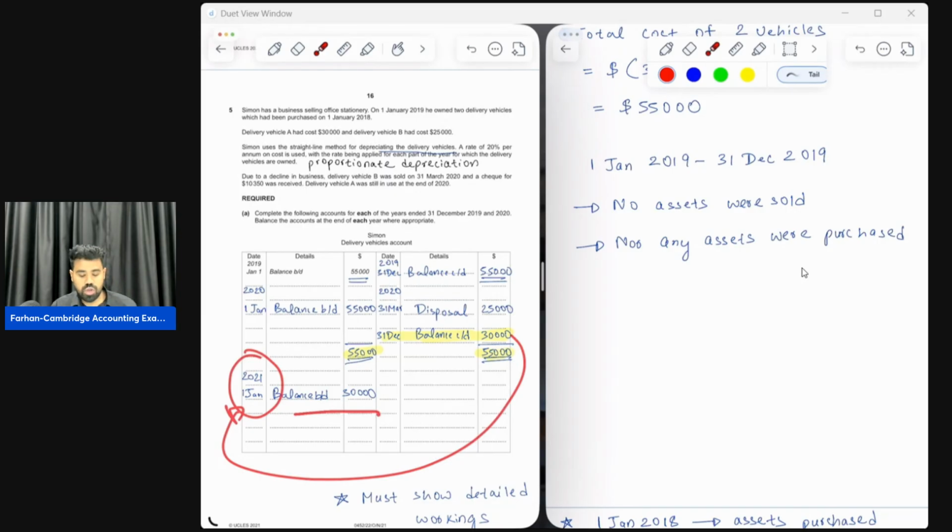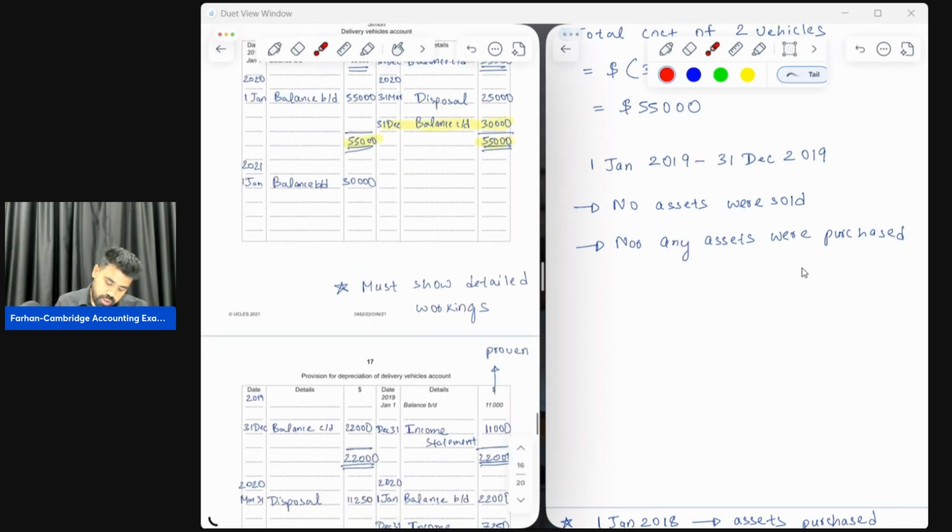Now, most students fail to record the opening balance again in the next financial year. I need you to remember that every time you're preparing a formal ledger account, always carry forward the closing balance as the opening balance in the next financial year, okay?